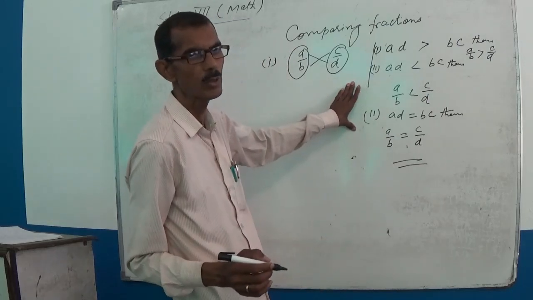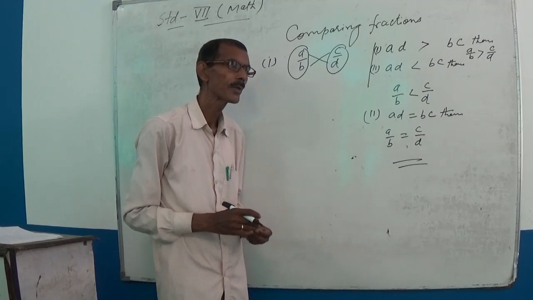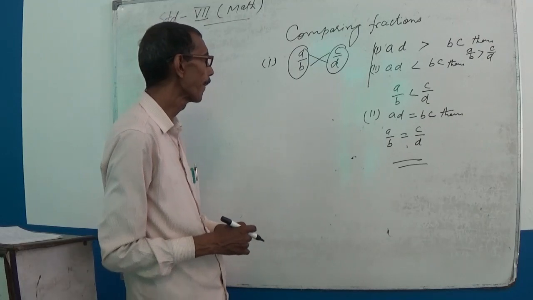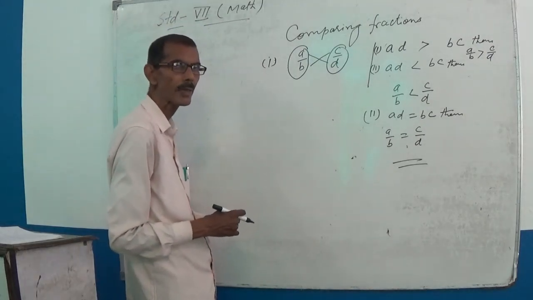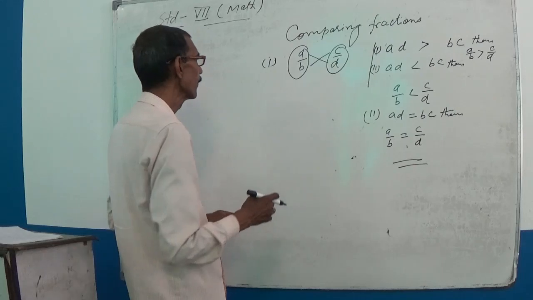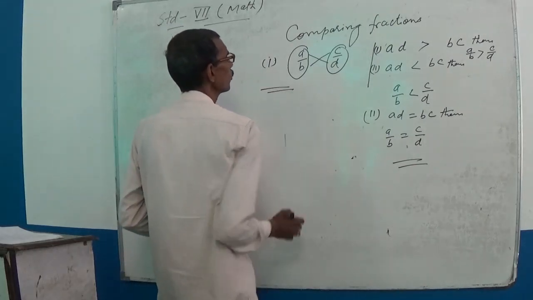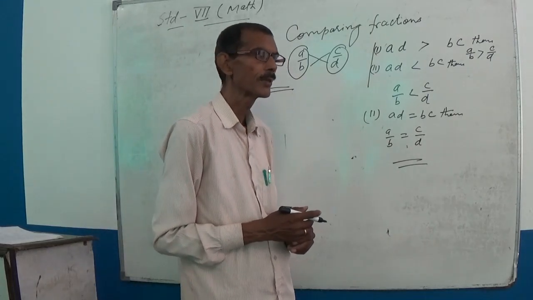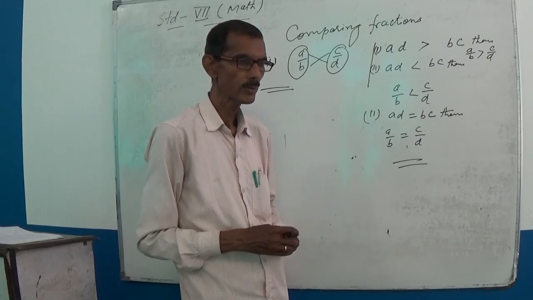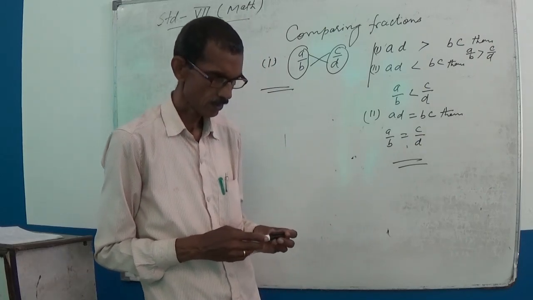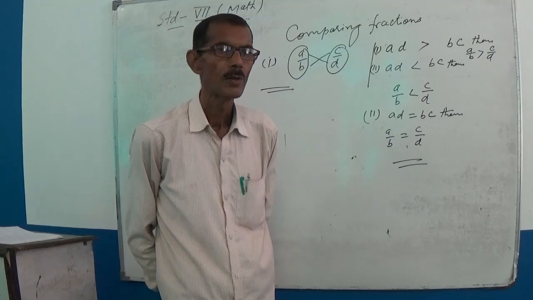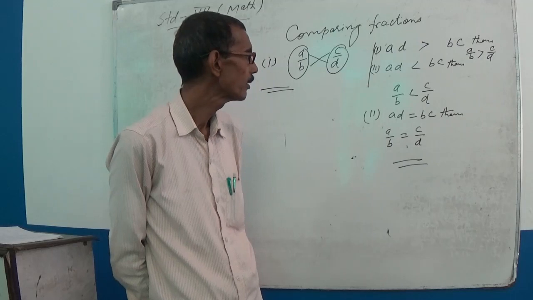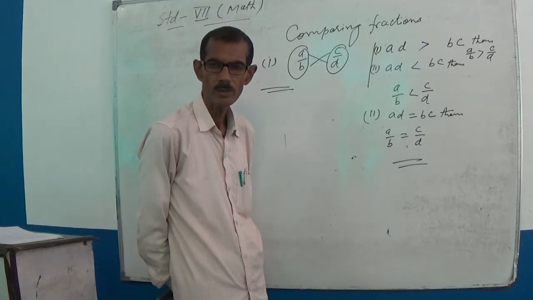Applying this rule, you can determine the magnitude of two fractions, whether they are smaller, greater or equal. So you can get various types of fractions, and remember all types of definitions, and you can get your solution.